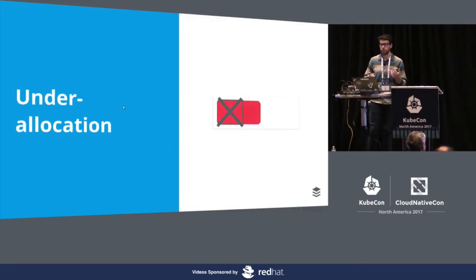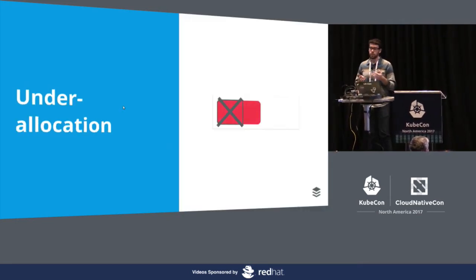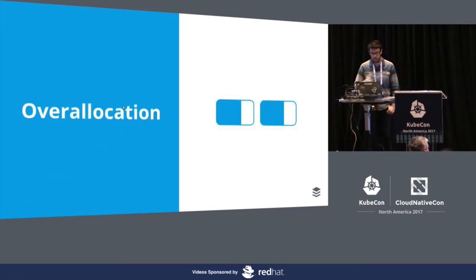The first one is under allocation, which is what we were experiencing in our case. This is where your limits aren't high enough, so that when you apply the load that you're getting from your traffic, Kubernetes just causes the pod to crash, because you haven't given it enough memory, or maybe it ran out of CPU. Another one is over allocation.